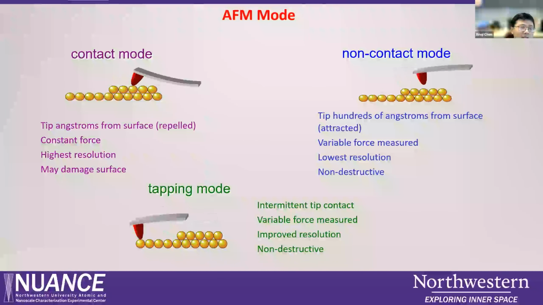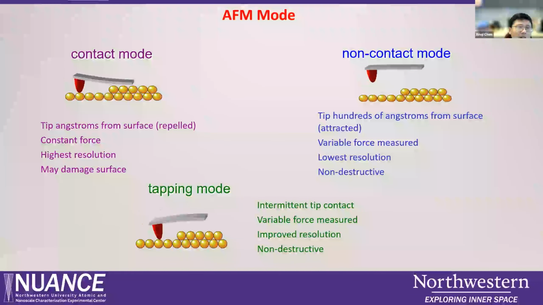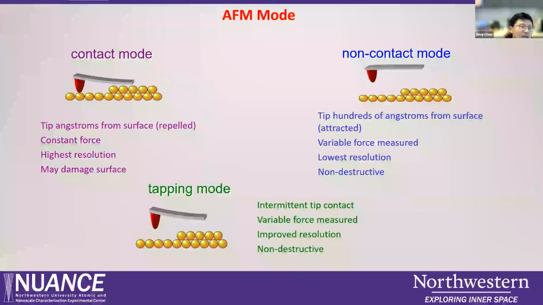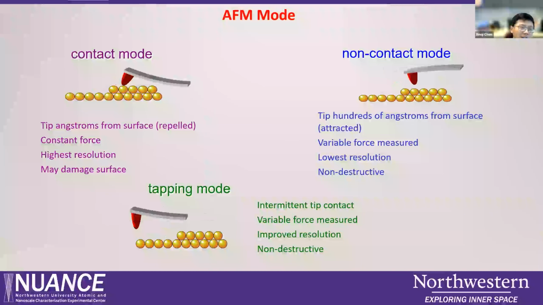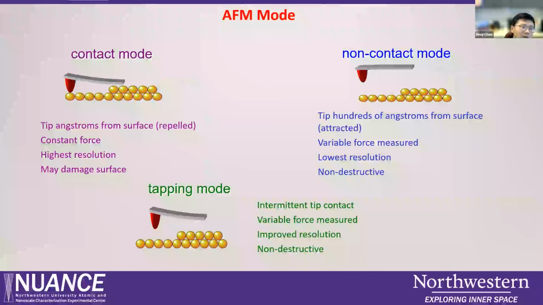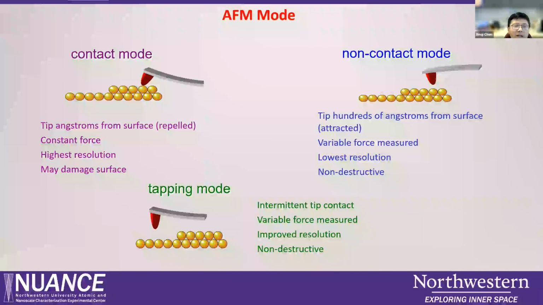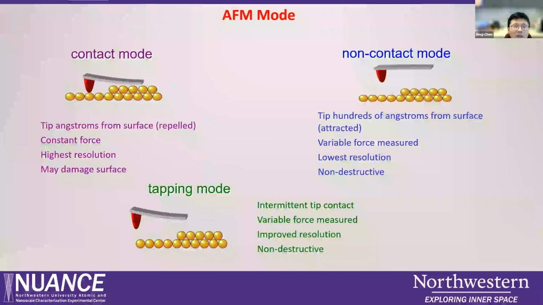Contact mode is like our stylus profilometer, always in contact with the surface. So this can damage the surface. It can get the highest resolution, but it can cause damage, and also the tip wears easily. So probably every time you have to replace the tip.